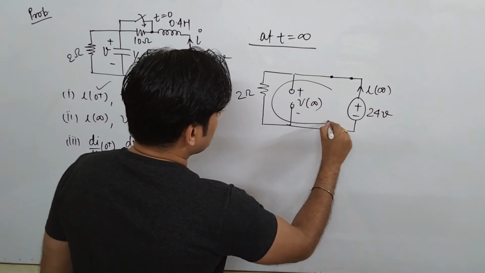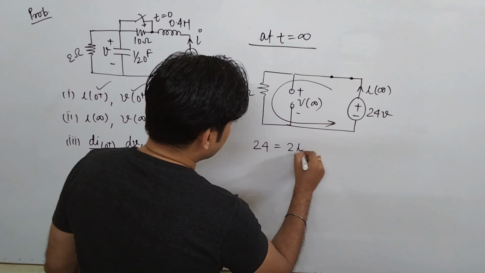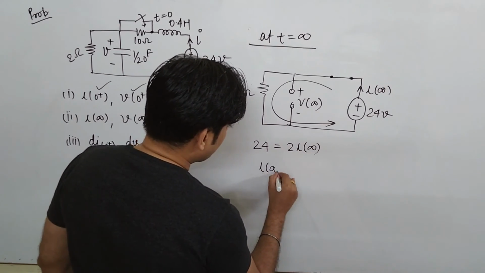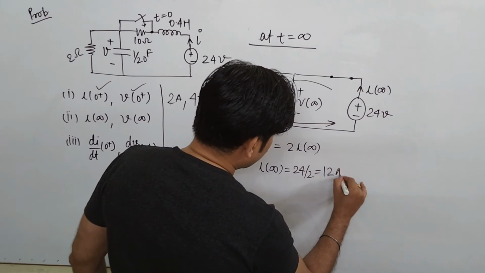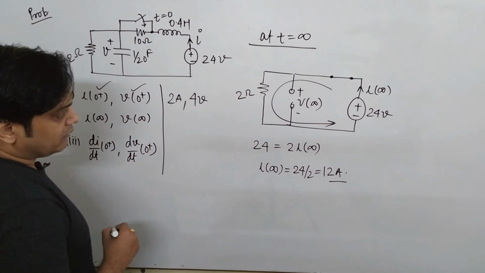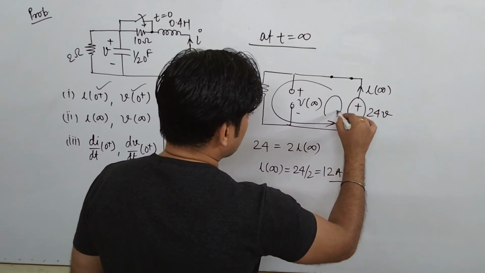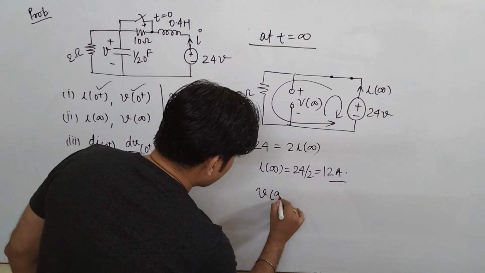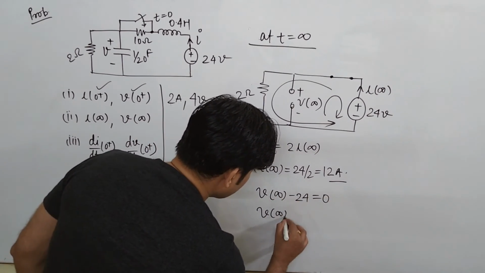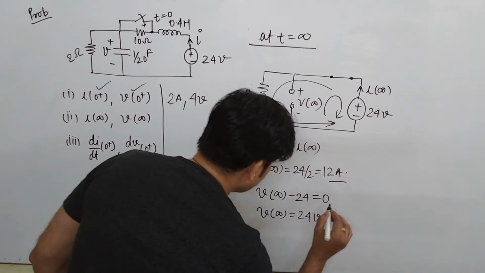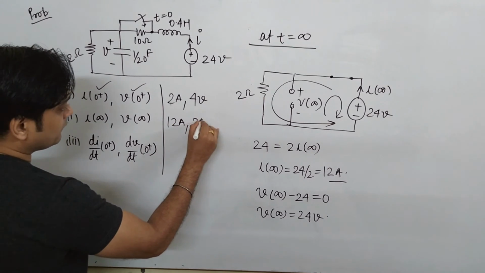Now for finding out the value of I infinite, you can say that 24 is equal to 2 into I infinite, or you can say the value of I infinite is 24 by 2, that is 12 ampere. Once you know the value of I infinite, can you find the value of V infinite? Yes, or directly you can apply this loop. You can say that V infinite minus 24 is 0, or you can say the value of V infinite is 24 volt. So from here you have found the value of I infinite and V infinite.